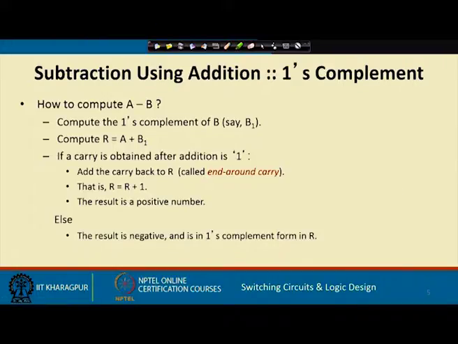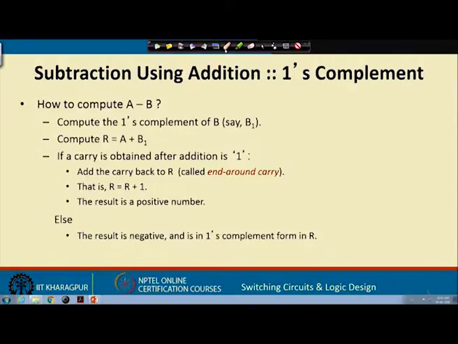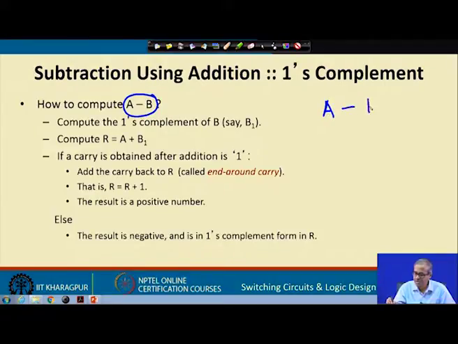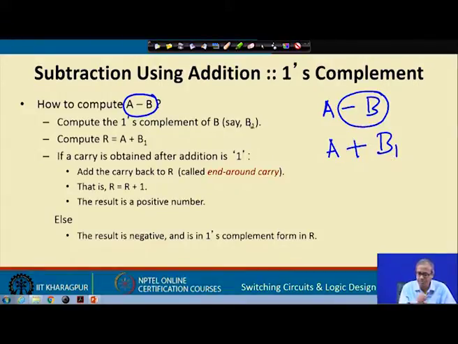Subtraction using addition in 1's complement. First, let us look at this. The rule is as follows. Suppose I want to compute a minus b, where a is a binary number and b is another binary number. I want to subtract b from a. So, when I want to subtract b from a, you take the 1's complement of b, let us call it b1. Instead of subtraction, you add b1 to a.